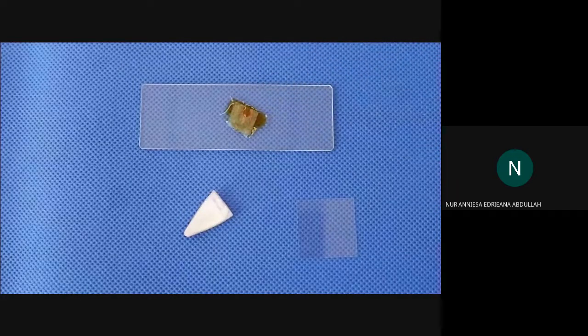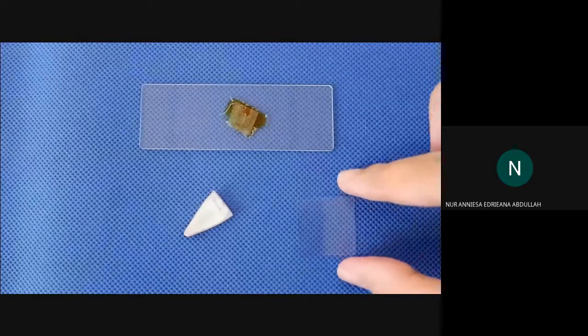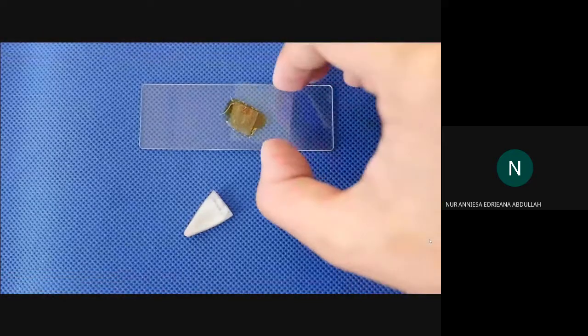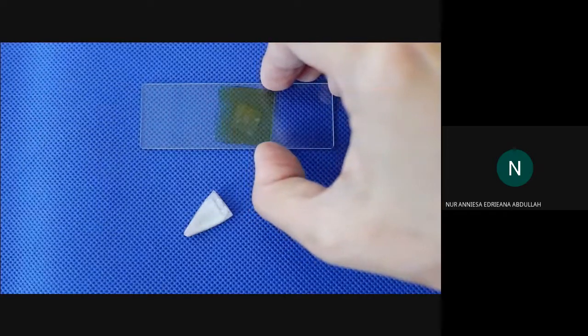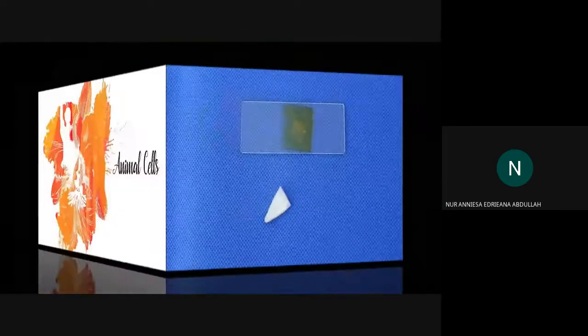This is a wet mount. Place one edge of the cover slip to one side of the stain and slowly lower the cover slip. If you need to remove excess stain, touch the edge of the slip with a paper towel.